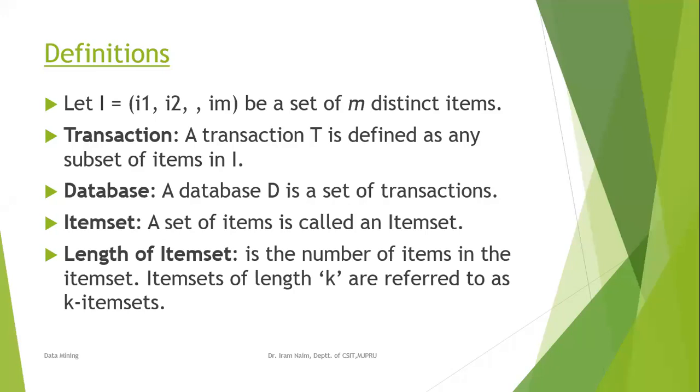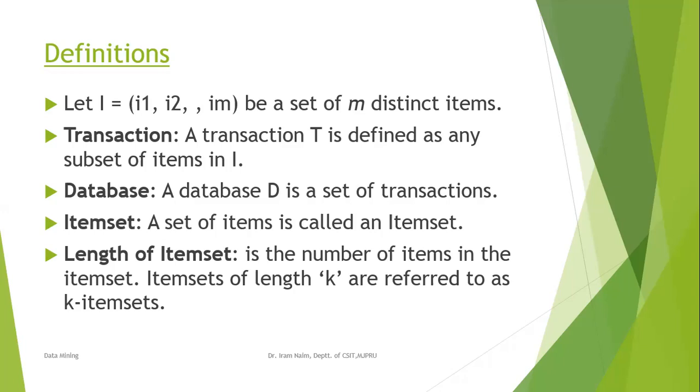And the collection of all transactions is represented as a database, denoted by capital D. So if 10 people are present in the grocery store, each one has a basket, and within the basket there are some items. The collection of all the transactions from all 10 people is called a database.